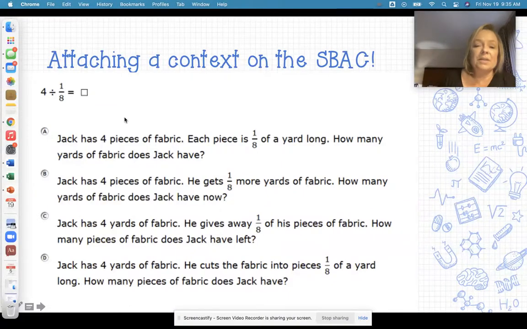Or Jack has 4 pieces of fabric. He gets 1/8 more yards of fabric. How many yards of fabric does Jack have now? Jack has 4 yards of fabric. He gives away 1/8 of his pieces of fabric. How many pieces of fabric does Jack have left? So B is addition. C is subtraction. And A is multiplication, but it doesn't match the problem. Let's look at D. Jack has 4 yards of fabric. He cuts the fabric into pieces 1/8 of a yard long. How many pieces of fabric does Jack have? So here again, we see measurement division surfacing in the SBAC.